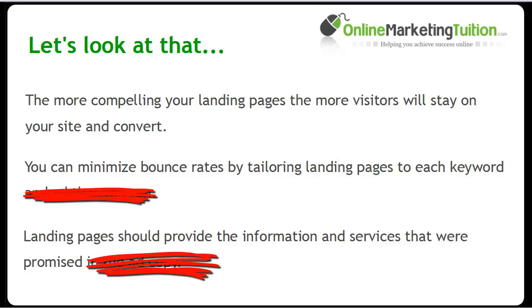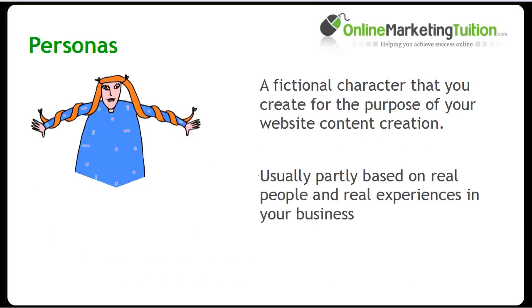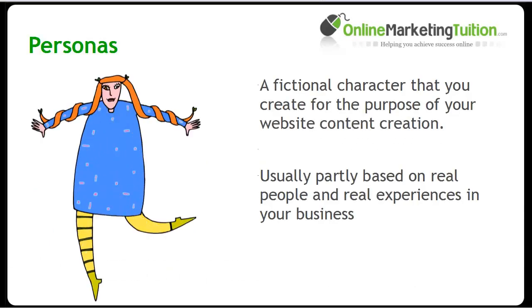So moving on to the next stage of this, aside from creating a spreadsheet with departments, goals, and research keyword phrases, you need to somehow put yourself in the shoes of the people that you're aiming to attract. And the best way we found of doing this is to create personas. So a persona is basically a fictional character that you create for the purpose of your website content creation. It's usually part based on real people and real experiences in your business. However, in the beginning, you're going to have to take a few guesses.